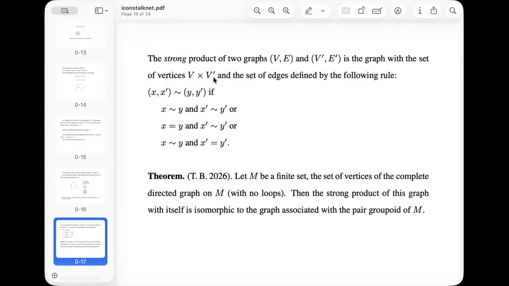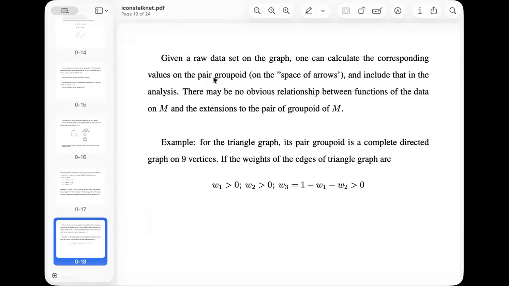I can prove that if a graph is complete, then the strong product of this graph with itself is isomorphic to the graph obtained from the pair groupoid. This statement requires a bit of an explanation, in particular what isomorphism means in this context.